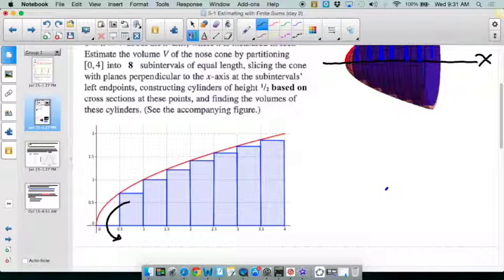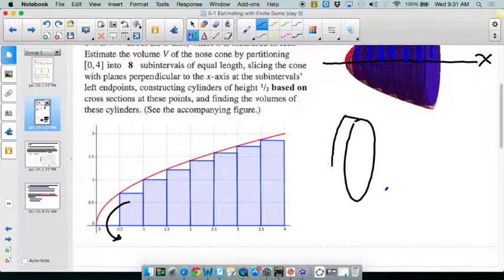This goes back to our geometry equations. We take that rectangle, and we spin it around. So here's that rectangle we've spun around.